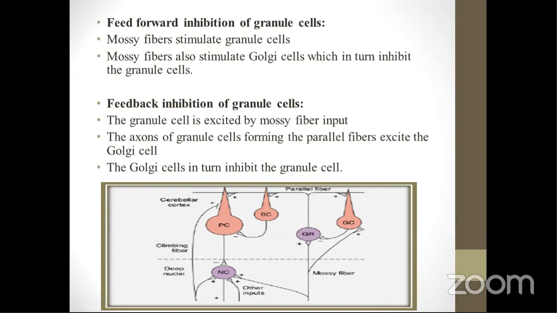The granule cells also show feedback inhibition. So what is this feedback inhibition? When the granule cell is stimulated, it enters the parallel fibers, and via the parallel fibers it again stimulates the granule cells, and then there will be an inhibition. So it forms a loop, and this particular loop is known as feedback inhibition of granule cells. So this is the importance of this particular neuronal circuit.